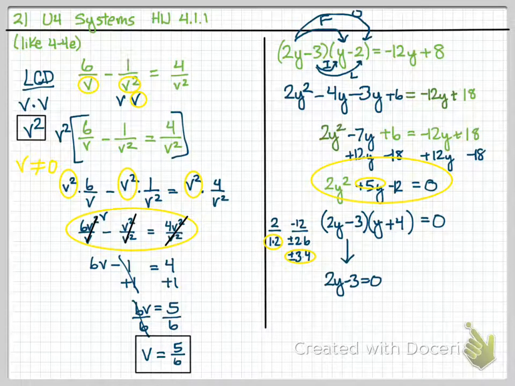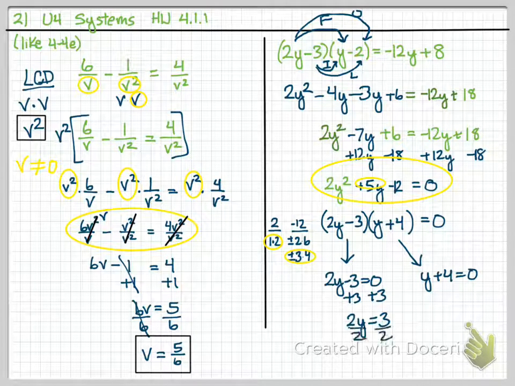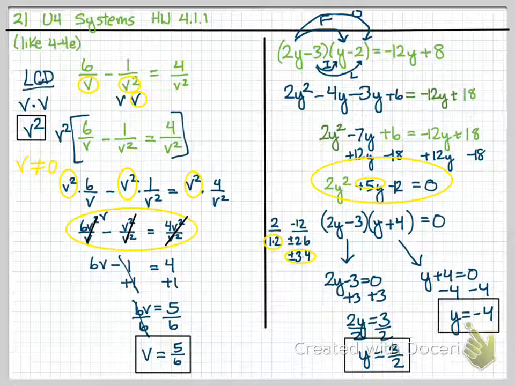And then from here, we need to find out how this gets to be 0. So we set each one equal to 0. And then we solve from there. Plus your 3 divided by 2. y could be 3 over 2. Or on the right-hand side, y plus 4 equals 0, subtract your 4, and y is equal to negative 4. And there are your two answers for this question there.